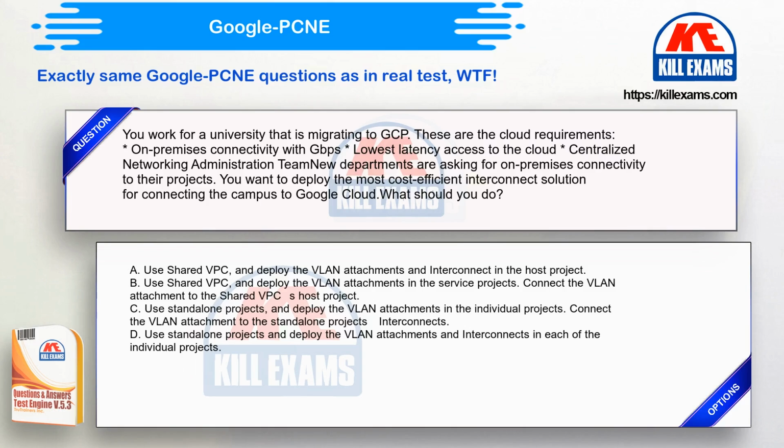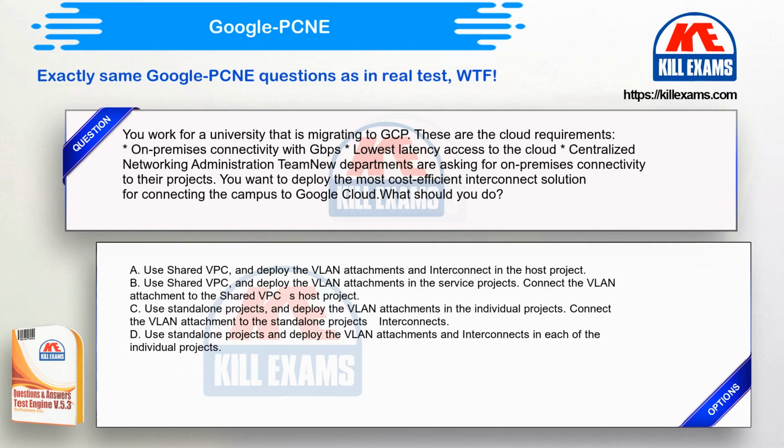Question: you work for a university that is migrating to GCP. These are the cloud requirements: on-premises connectivity with Gbps, lowest latency access to the cloud, centralized networking administration team. New departments are asking for on-premises connectivity to their projects. You want to deploy the most cost-efficient interconnect solution for connecting the campus to Google Cloud. What should you do?